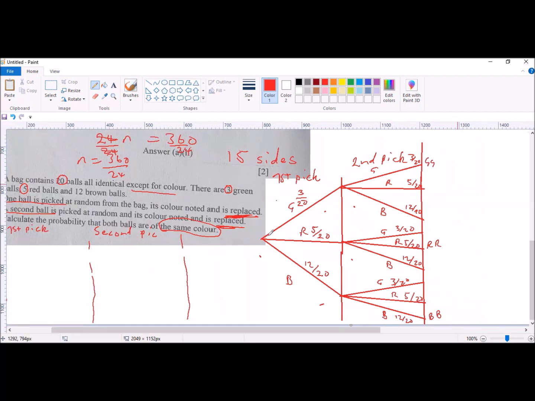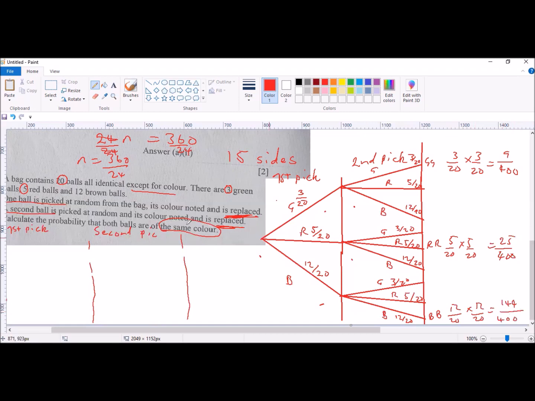Okay, so if we are going across like this, we multiply 3 out of 20 times 3 out of 20, which is 9 out of 400. All right? 3 times 3, 9. 20 times 20, 400. Or we can do red, red: 5 out of 20 times 5 out of 20, which will give us 25 out of 400. All right, we're not putting it to lowest terms because we are not at the final answer yet. 12 out of 20 times 12 out of 20, which is 12 times 12, it's 144 out of 400.